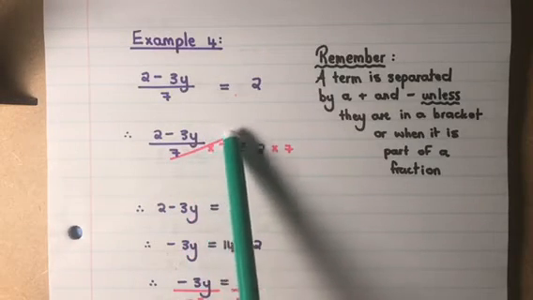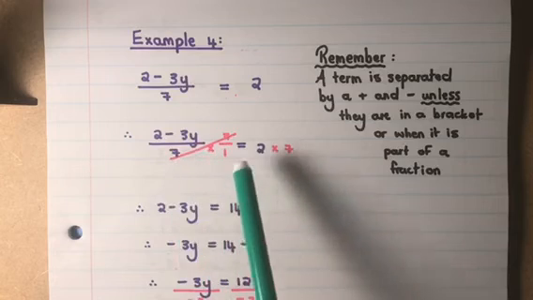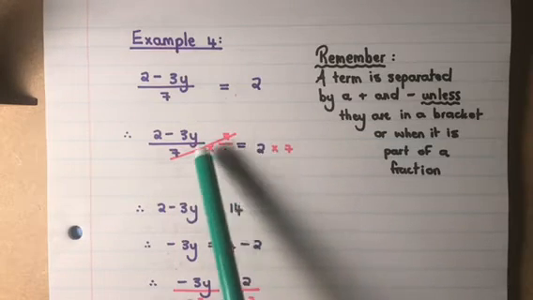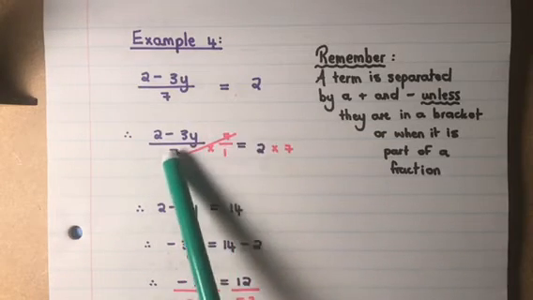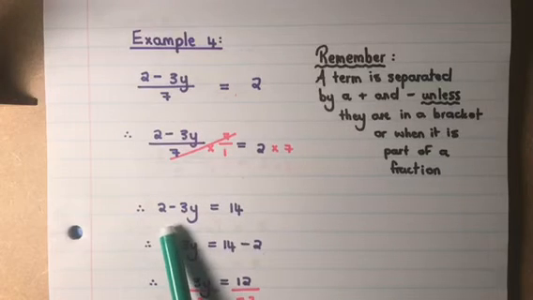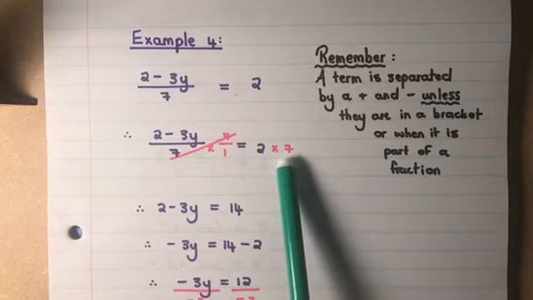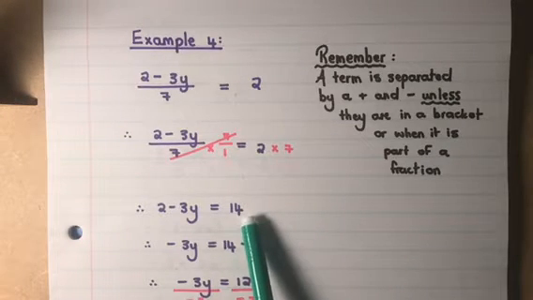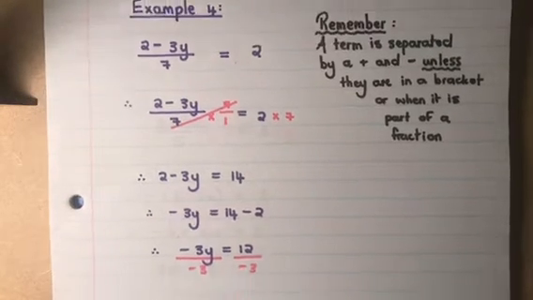By multiplying by 7 over 1, just to show you as a fraction form, that 7 and 7 cancel out, and then you are left with 2 minus 3y. But what you do on the one side, you have to do on the other side. 2 times 7 is 14. And from there, it's very simple.